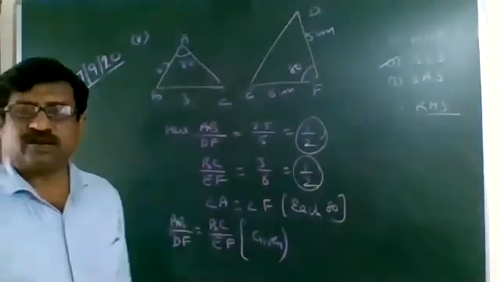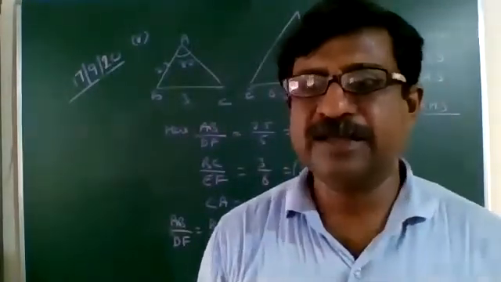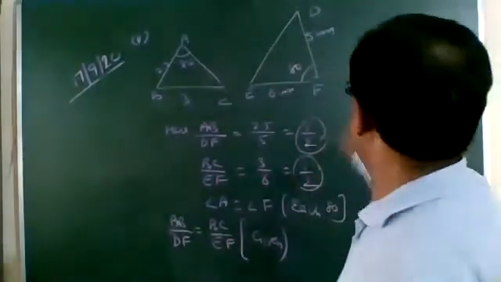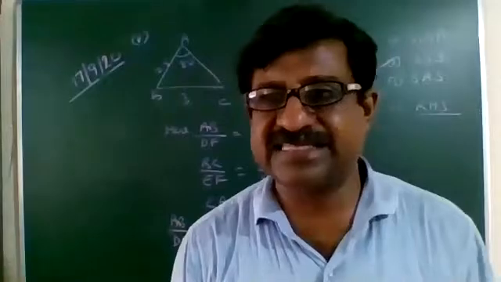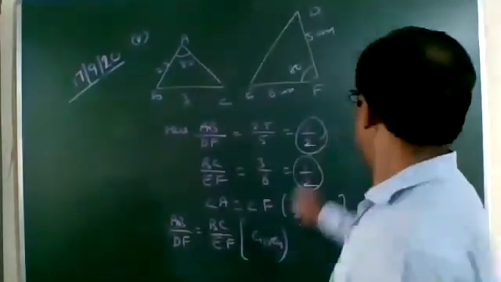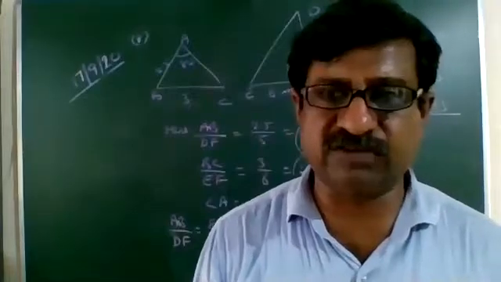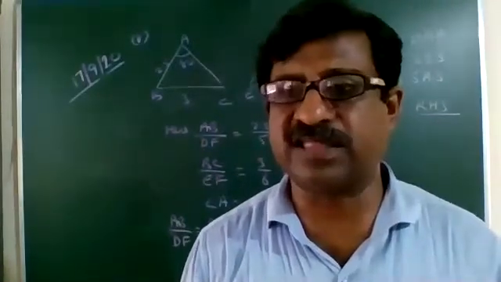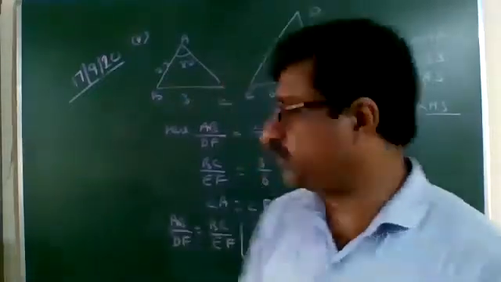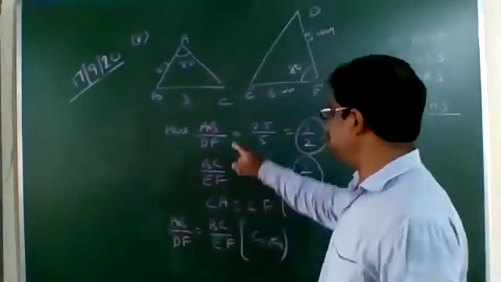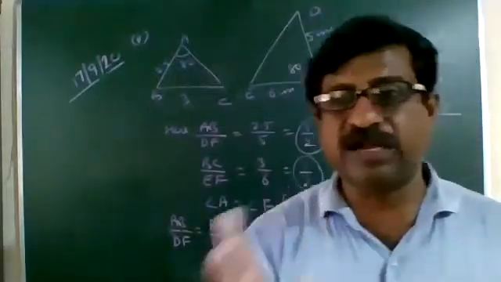Now we have to find out whether the triangles are similar or not. Triangles will be similar if any one of these conditions is satisfied. One of the conditions is SAS, and in SAS, two sides and the included angle of one triangle should be equal respectively to the two sides and included angle of another triangle. Two sides and included angle, that's important. We got two sides in the same ratio. Now we search for the included angle.